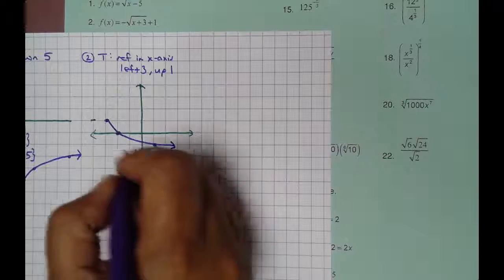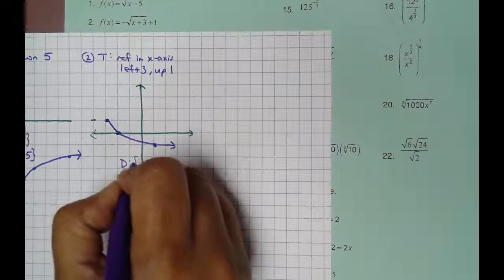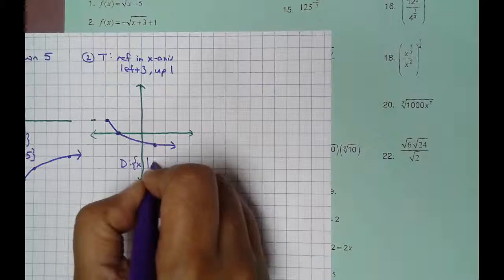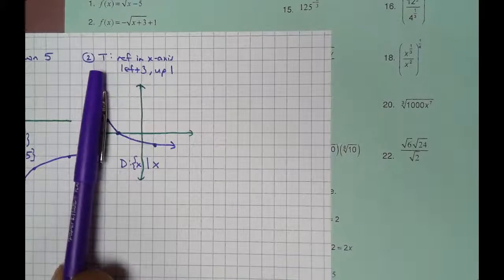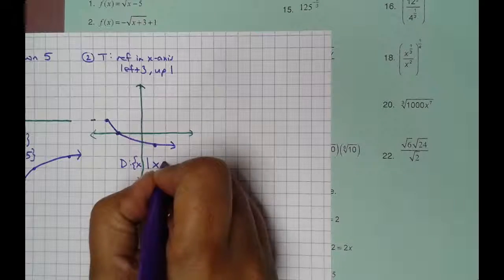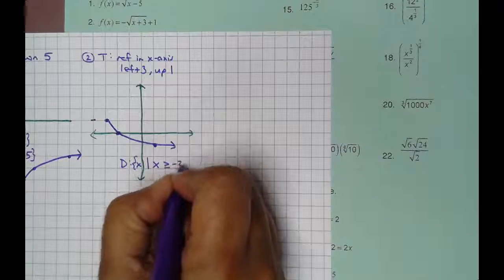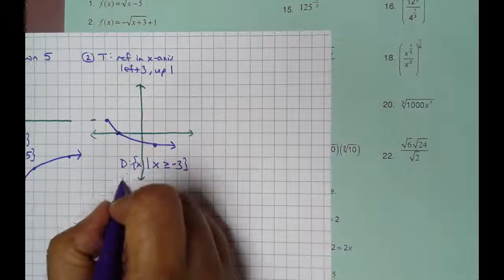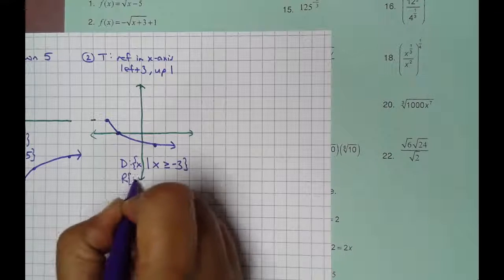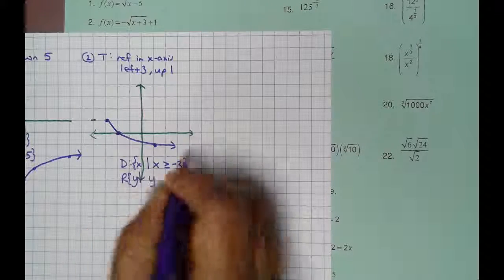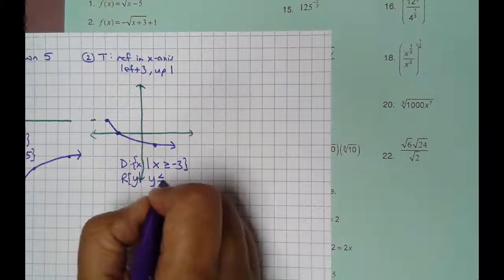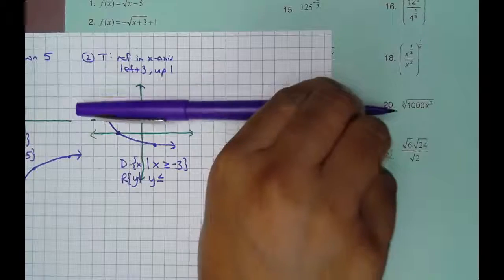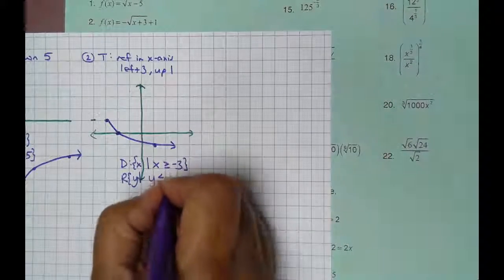So let's talk about the domain. The domain x such that x, it is still going to the right. It's starting at -3 before it goes to the right. So x is greater than or equal to -3. And as far as the range is, we have y such that y, now this graph is actually going down, so it's going to be less than or equal to what y value? It's less than or equal to the 1.